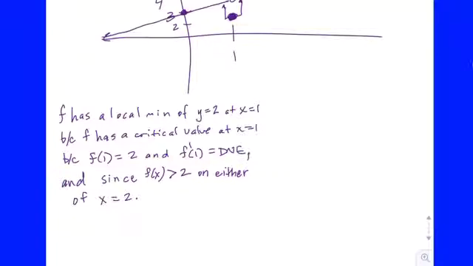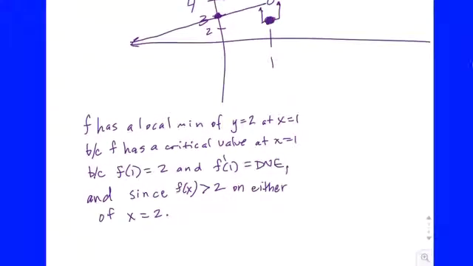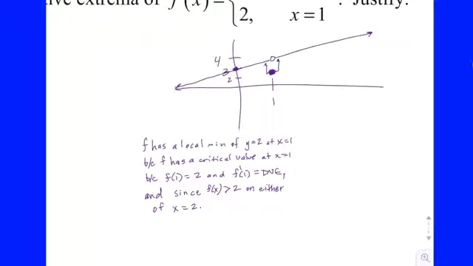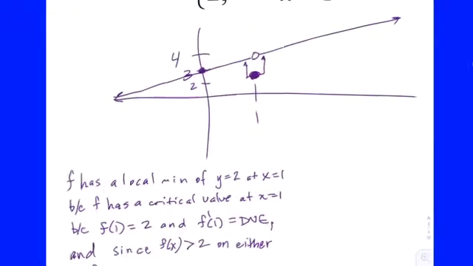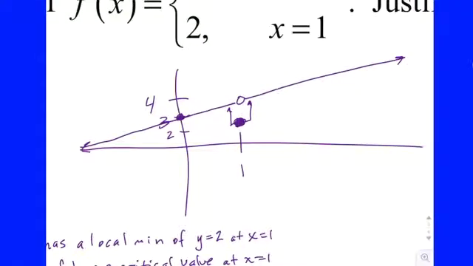And that's the justification, all right? We showed it was a critical value, and then we gave the definition of the local min. Immediately to the left and right, or essentially on either side, the function f of x is greater than 2. Okay, so are there any local maximums, just to be thorough here? No, there's no local maximums.